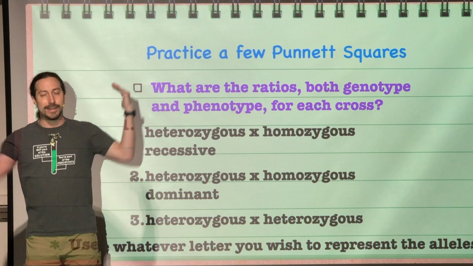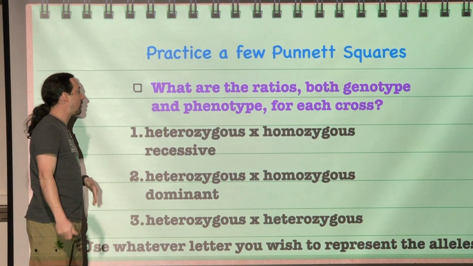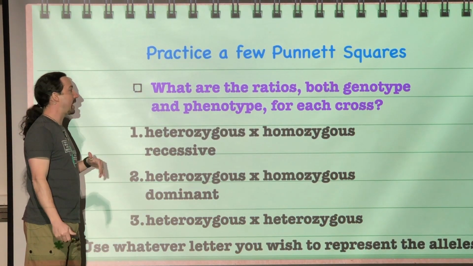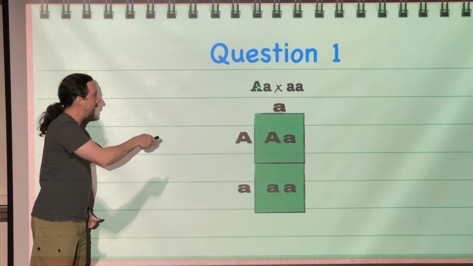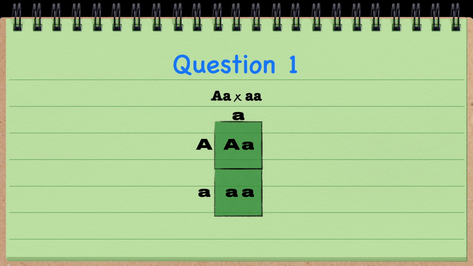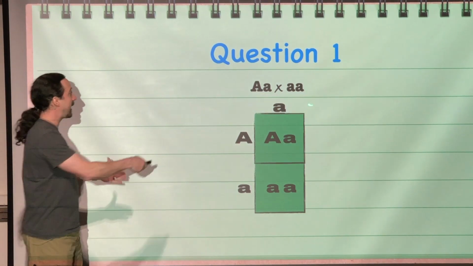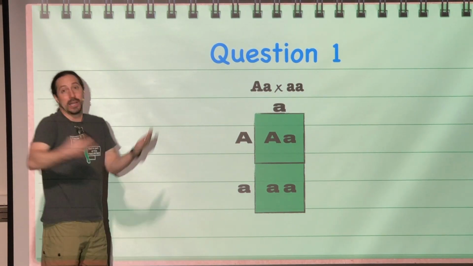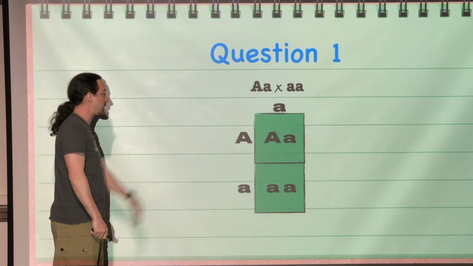All right, now we're going to look at the answers. For the first one, we're looking at the heterozygous crossed with a homozygous recessive. That would be this. We have our heterozygote crossed with our homozygous recessive. And you can see I didn't actually do a full 2x2 Punnett square because I didn't need to. The homozygous recessive can only pass on the recessive allele, so I ended up with a 2x1 cross.